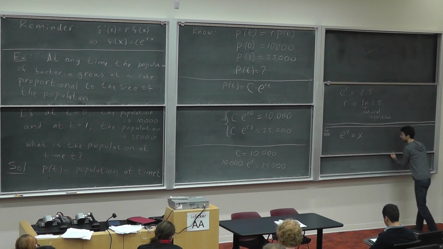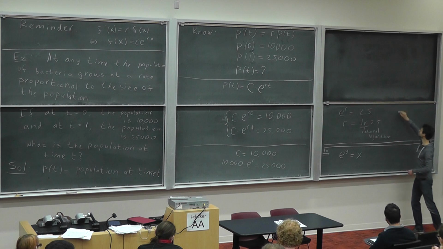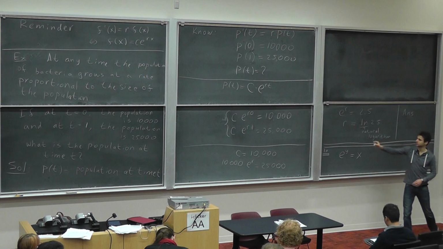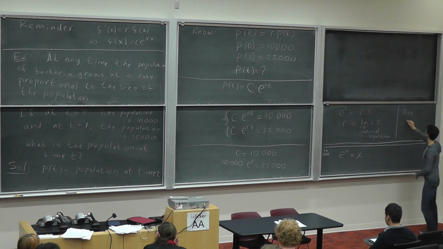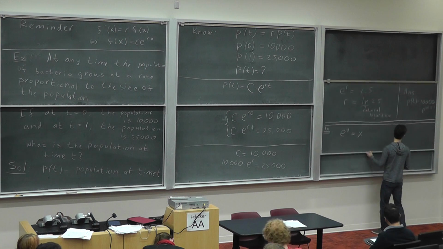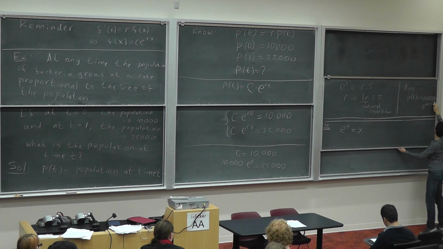But first, let's have an answer to our question. The answer would be: population at time t is 10,000 times e to the power ln of 2.5 times t. Thank you.